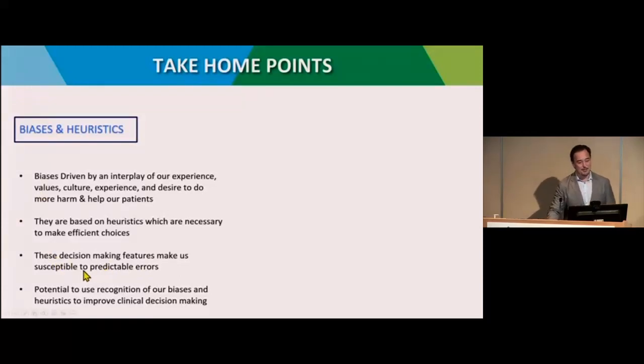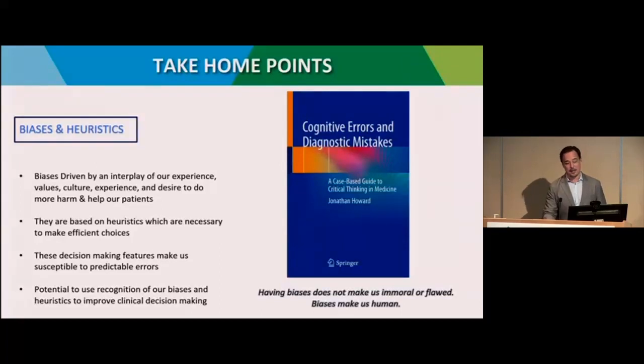These decision-making features make us susceptible to predictable errors, as I just said, and there's a potential to use our recognition of these biases and heuristics to improve our clinical decision-making and improve how we interface with our patients. Again, how do we explain the risks and benefits of a particular intervention or treatment? What are we anchoring that person to? How does that influence whether or not they say yes or no to that? These are all things that we can be aware of that are unconscious largely, but recognizing them can potentially influence how we make our decisions.